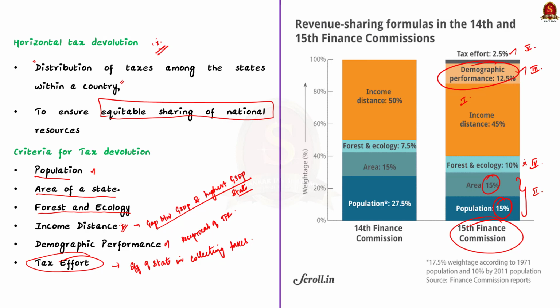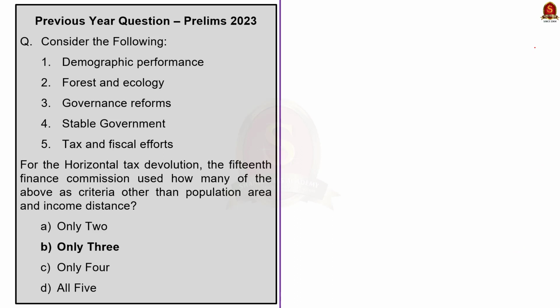Okay, having elaborately covered this, now let's get back to the question. Here, out of the 5 criteria, demographic performance, forest and ecology, tax and fiscal efforts are all part of the criteria, whereas governance reforms and stable government are not generally included in the criteria. So we have to eliminate them and the correct option is option C, only 3.